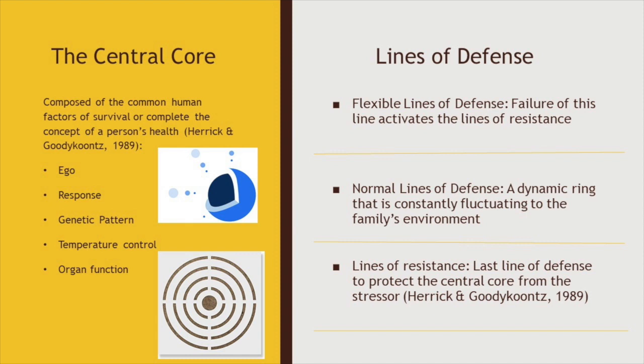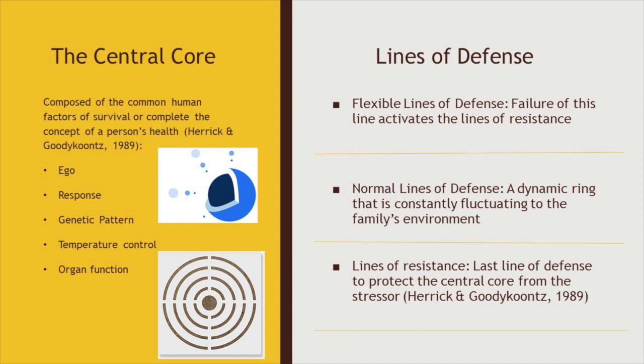There are 3 types. The first are flexible lines of defense. This is the outermost ring that functions as a barrier or a buffer for the family's normal state. This line keeps the system free from stressors and is highly dependent on the amount of sleep, nutritional status, and the quality and quantity of stress that the family experiences. Failure of this line activates the lines of resistance.